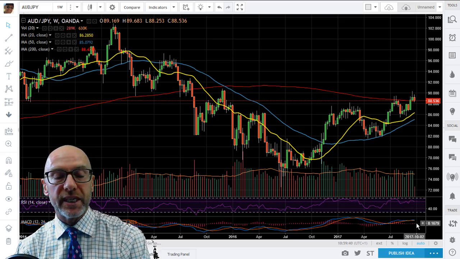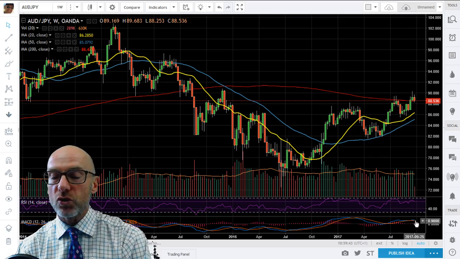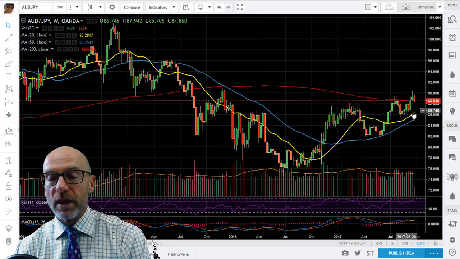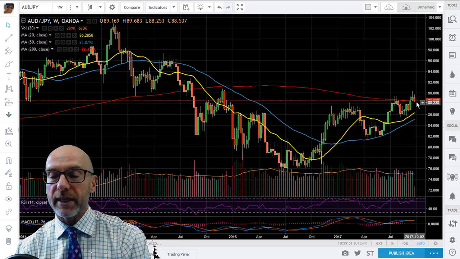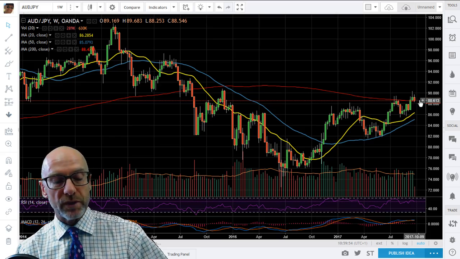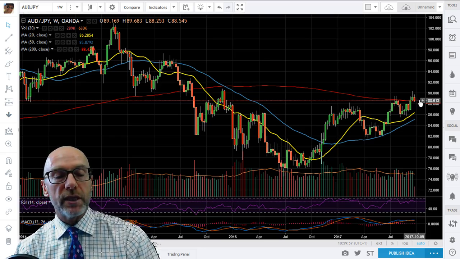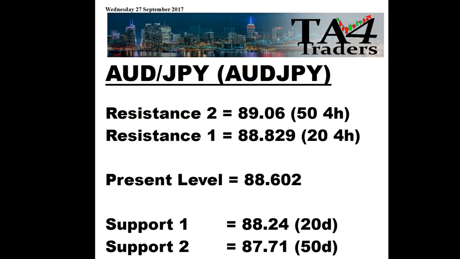so this weekly picture is not as bad. And the MACD as well, you can see that the short term still remains above the long term, and they're both moving up above zero. So a better picture from this weekly if we can hold above the 200 week moving average. Looking at the support and resistance levels on the Aussie against the JPY, we've got resistance, as I said, all from the 4 hour, 88.83, the 20, and then the 50 at 89.06. Supports come in on the daily at the 20-day, 88.24, and then 87.71.